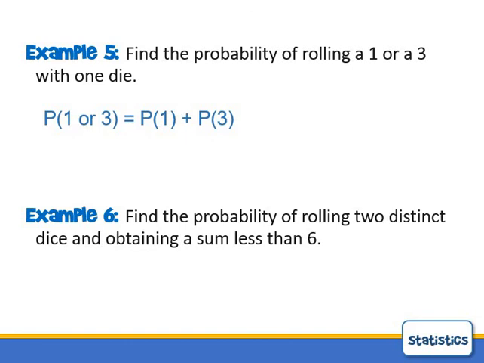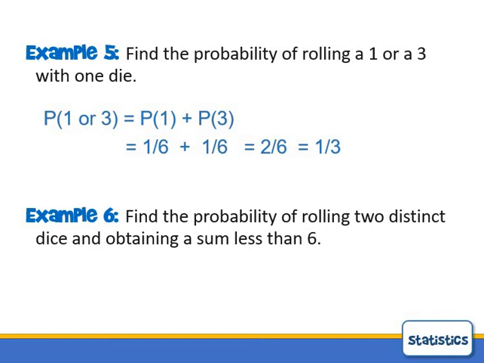Okay? If I want to use the formula, the probability of rolling a 1 or a 3 would be the probability of rolling a 1 plus the probability of rolling a 3, which would be 1/6 plus 1/6, or 2/6, which is 1/3. We can also verify from the sample space. If you want to roll a 1 or a 3, well, there's 2 successes out of the 6 possibilities that would make that happen. Okay?